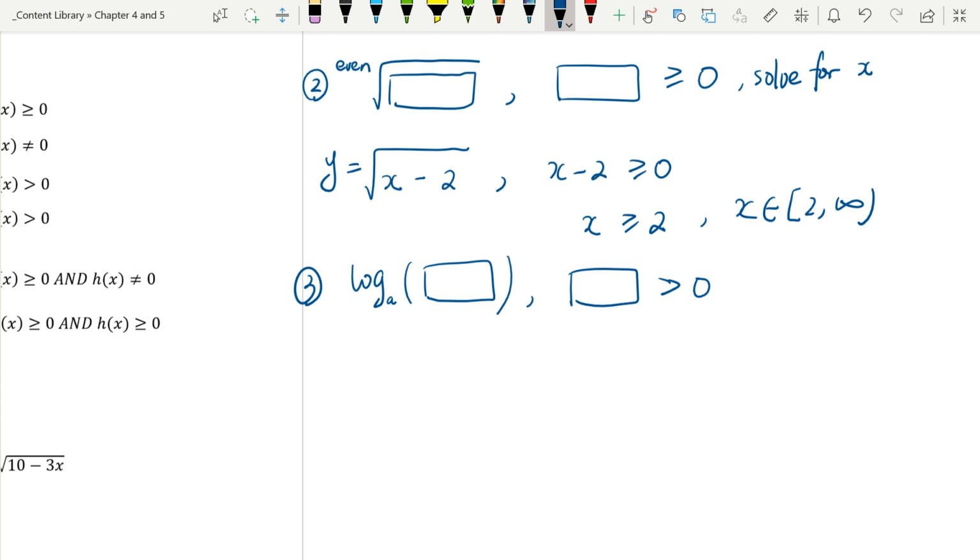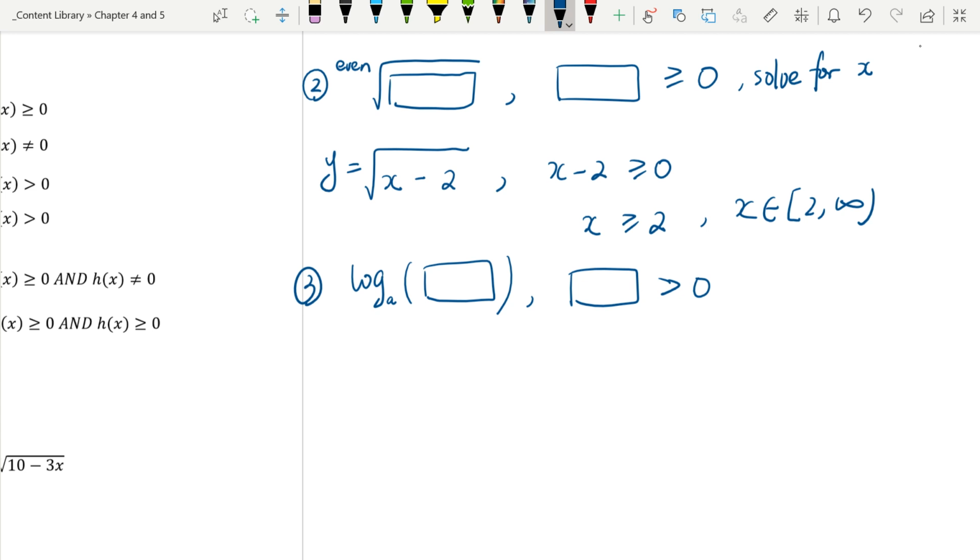But you just need to know the domain for log now, what can be put into log. It doesn't matter what the base is, though your base needs to be positive as well. What you put in the bracket still needs to be a positive number, not including 0. That's the difference between the square root and the log. Log must be greater than 0, and square root is greater or equal to 0. And the denominator is not equal to 0. For methods, there are only 3 restrictions. Function by function nature, there are only 3 restrictions: one is the denominator, one is the even root, and one is the log.